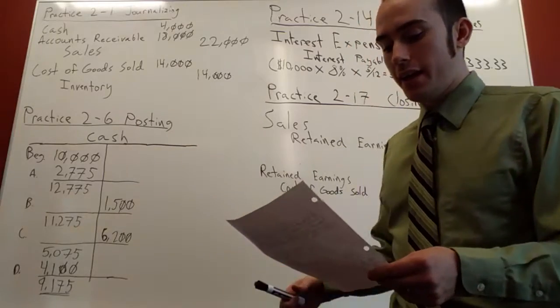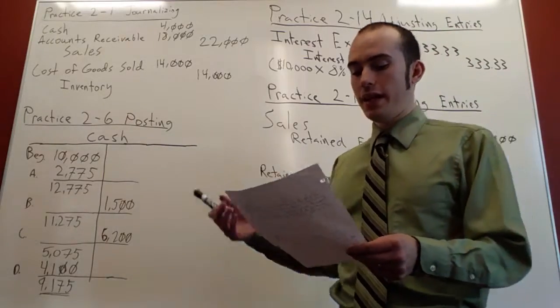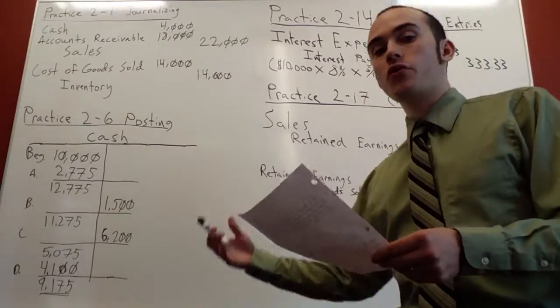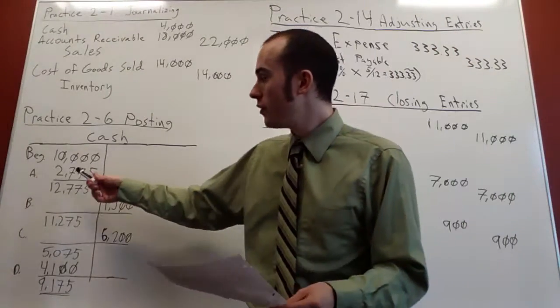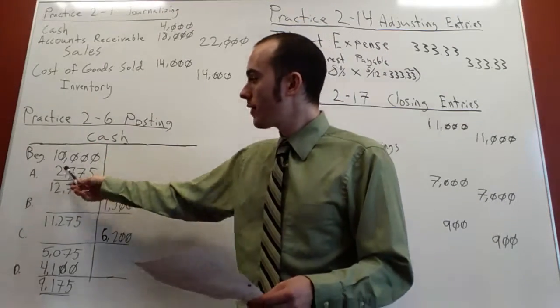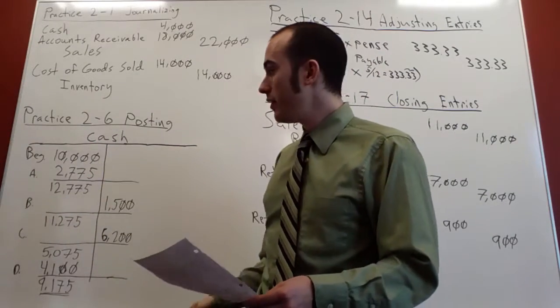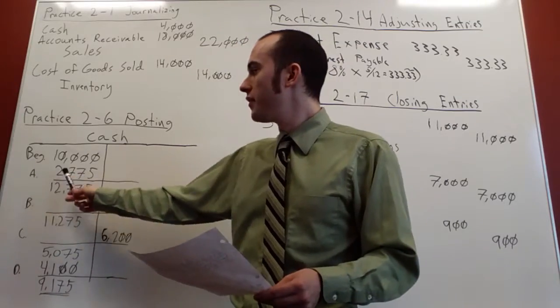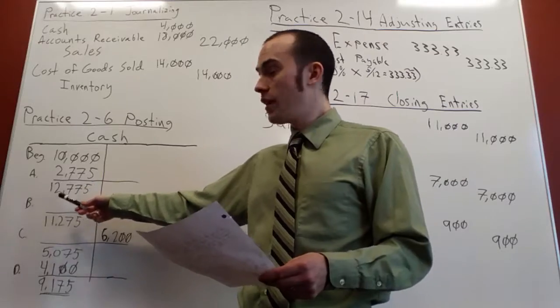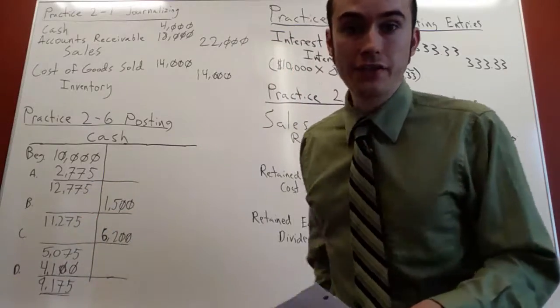So for A, we had a cash sale. We received $2,775 and we credited sales. So we're just dealing with the cash account. So we debit cash on the left, debit on the left. $2,775 increases us to $12,775.